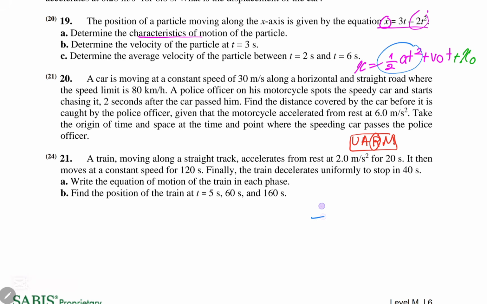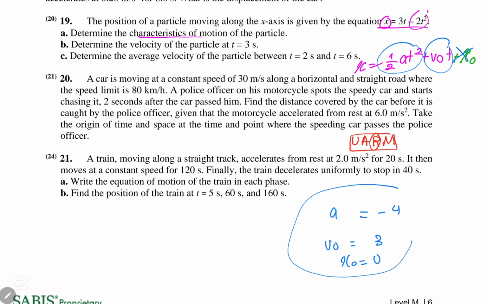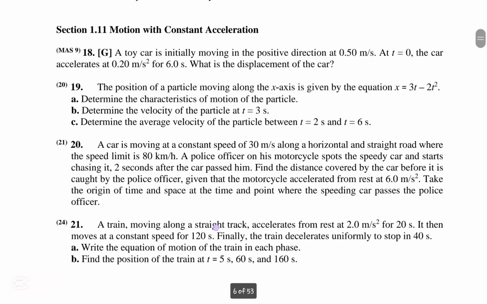So my 1 over 2 at squared is going to be equal to minus 2t squared. V0t is going to be equal to 3t. And x initial, there's nothing, so x initial is 0, okay? So what does this mean? This means that my v0 is equal to 3, and my acceleration is equal to minus 4. Very simply, just like that, we got the value of the acceleration, we got v initial, we got x initial. We found that it's UARM and it's a rectilinear motion. So that's it for part A.